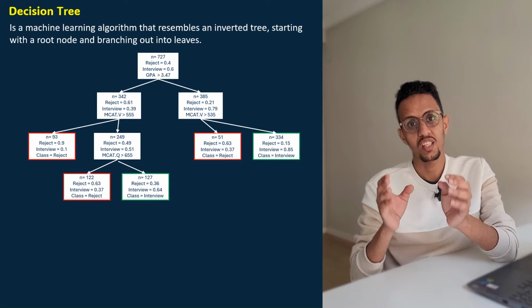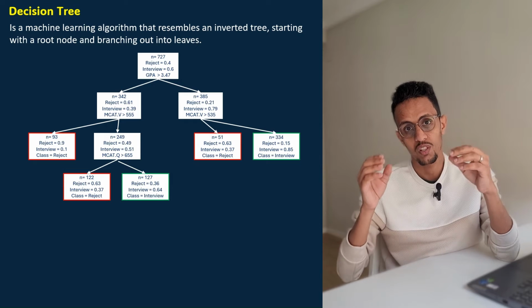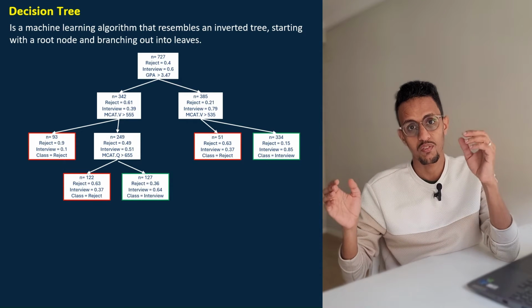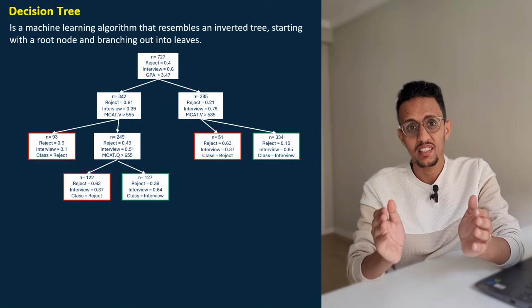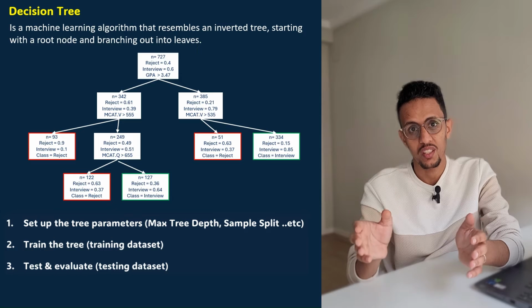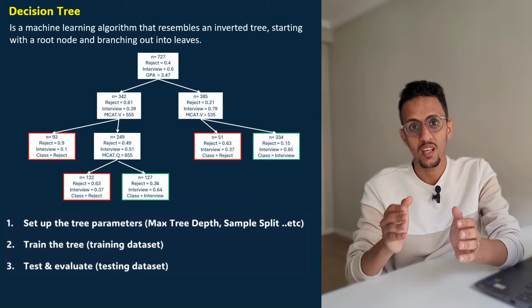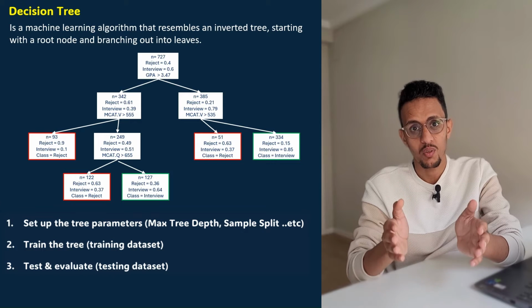So this is decision tree, and this is how the algorithm works from the entire dataset, which is flowed in the form of a series of yes or no questions until we get to the final decision. When we build a decision tree, the first thing we need to do is to set up the parameters for the tree, like the maximum depth of the tree and other parameters. Next, we need to train the tree or the algorithm.